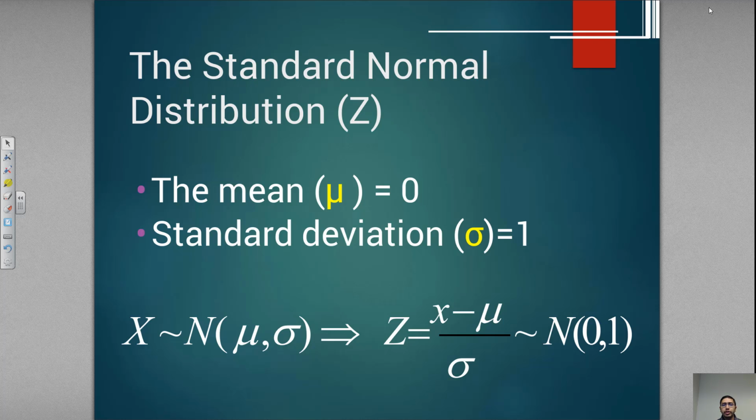Then if we assume a random variable X follows that normal distribution, we can transform X to (X minus mu) by sigma, and denote it by Z. Then this Z will have a normal 0, 1, that is a standard normal distribution. That will be very helpful in the subsequent calculations. That's why the standard normal distribution is also very important. This is a special case of the normal distribution.